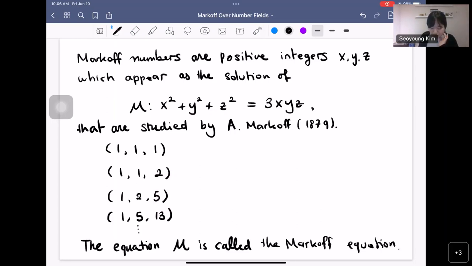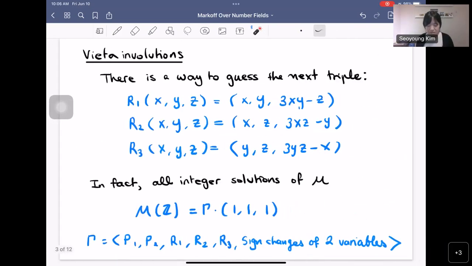The way behind that is by considering three involutions, which are called Vieta involutions. There is a way to produce the next integral triple, which is a solution of that equation. The first way is by preserving the same x and y. Then what you recover is the z value, which is 3xy minus z, which often just gives you the same point on the Markov equation.